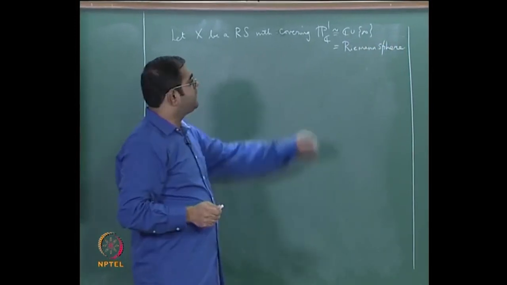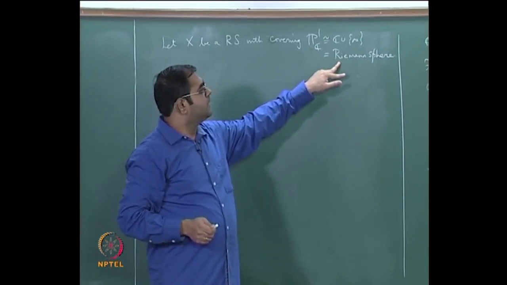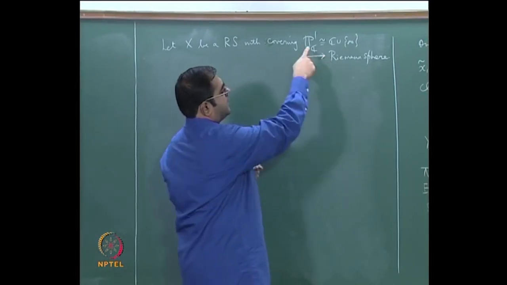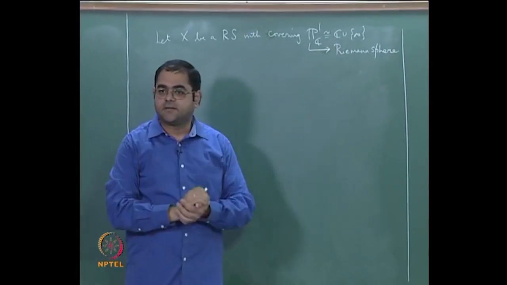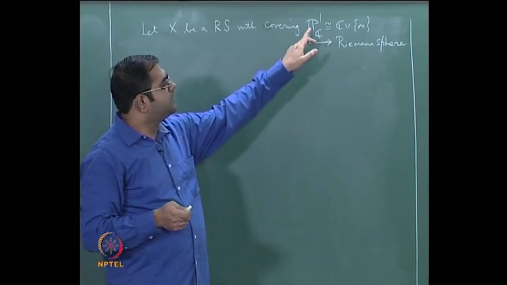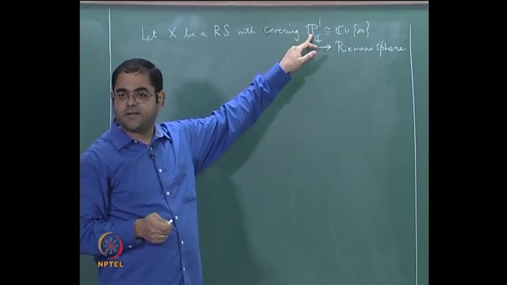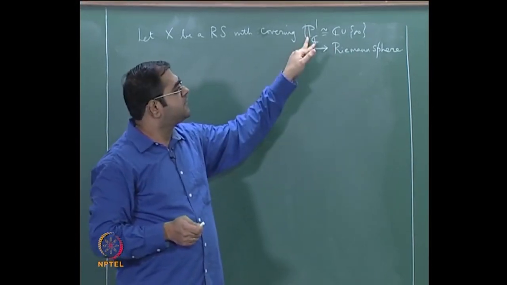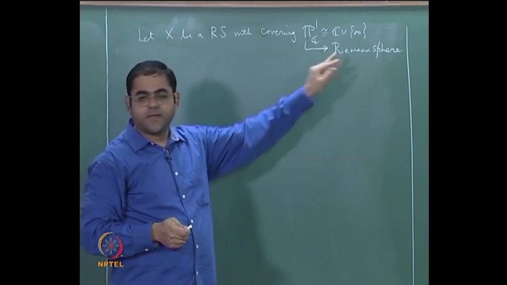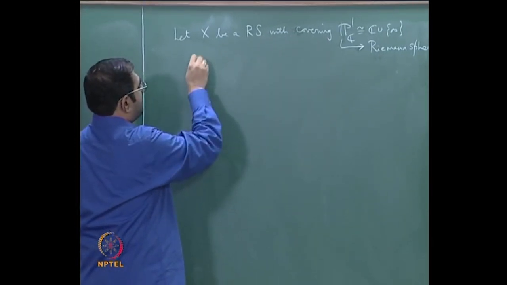If you remember, P1C being the Riemann sphere is the same as the one-point compactification of the complex plane by the stereographic projection, and you know that we made this into a Riemann surface in one of our earlier examples, and that gives us the Riemann surface given by the Riemann sphere. So suppose X is a Riemann surface with covering this, so I have the following situation.